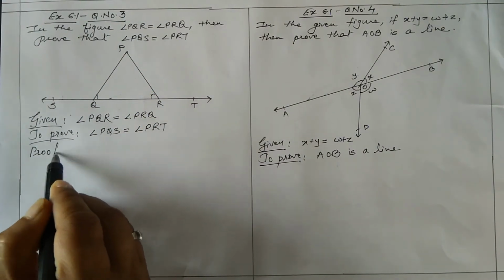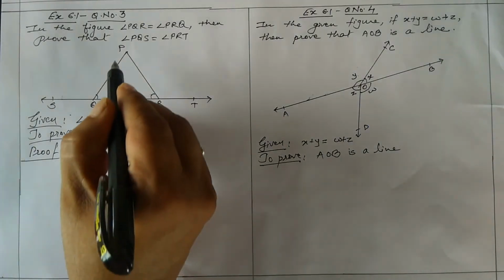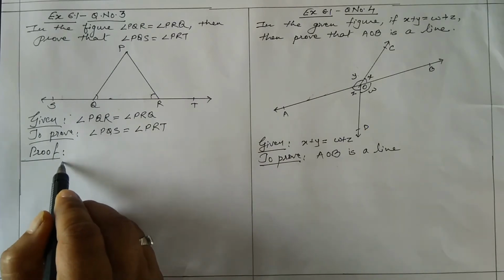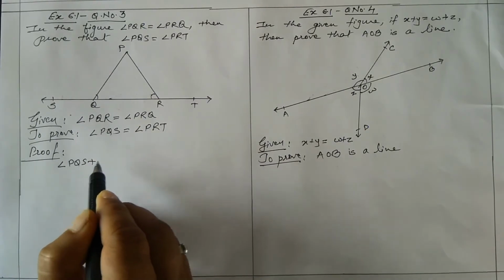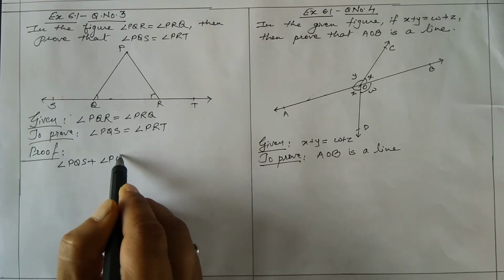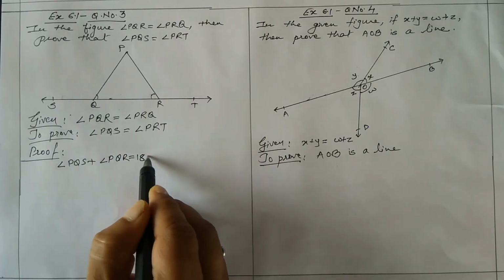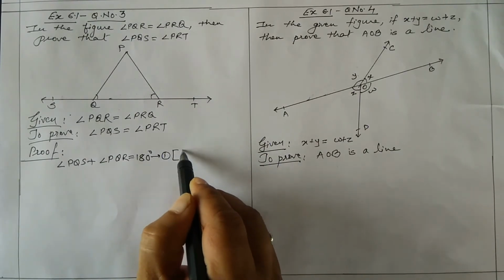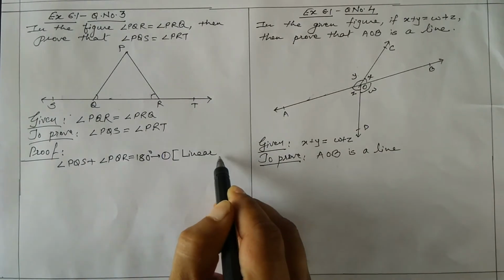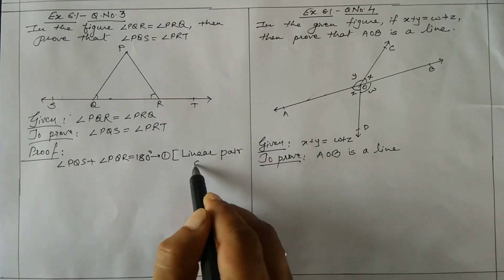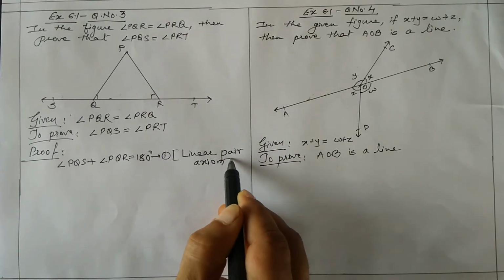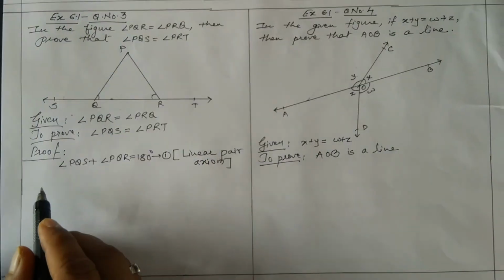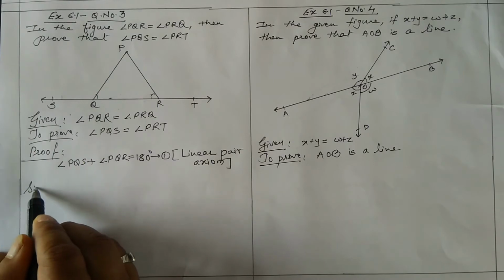You can see here angle PQS and PQR are forming a linear pair of angles. So angle PQS plus PQR is equal to 180 degrees. You can call this result number 1, and you can write the reason: linear pair axiom. Similarly, if you observe, PRQ and PRT are also forming a linear pair. So I will write here similarly.